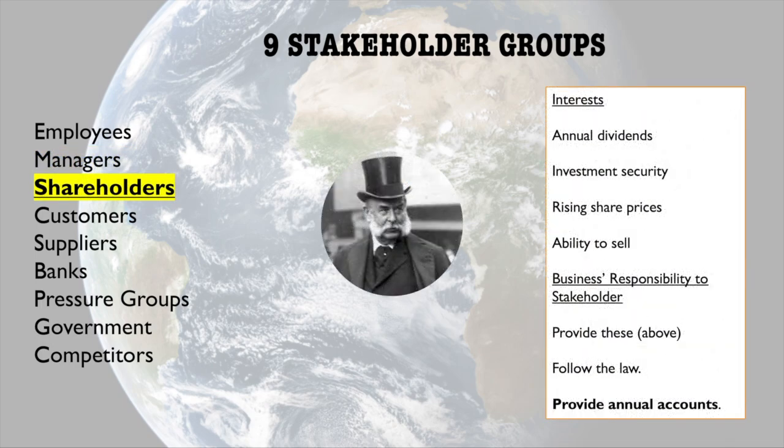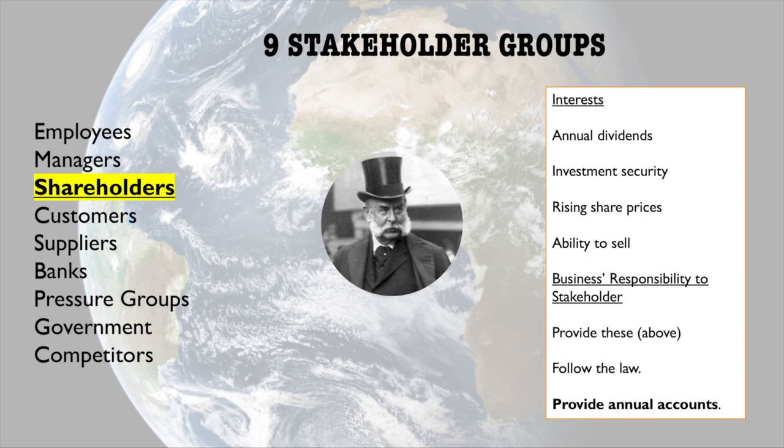Shareholders, we've talked about them, and they are interested in getting their annual dividends. Dividends are a share of the profit that a business makes that is given annually to shareholders. They want to know that their investment is secure. They want their share prices to be rising all the time, not going down, and they like the ability to sell their shares anytime they like.